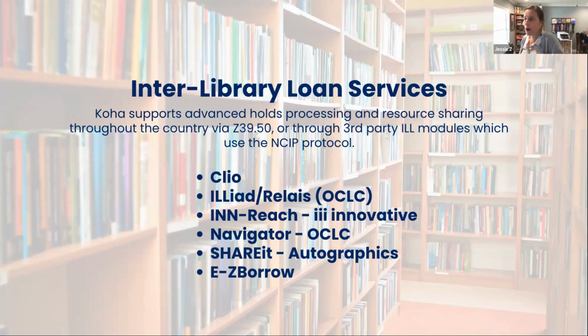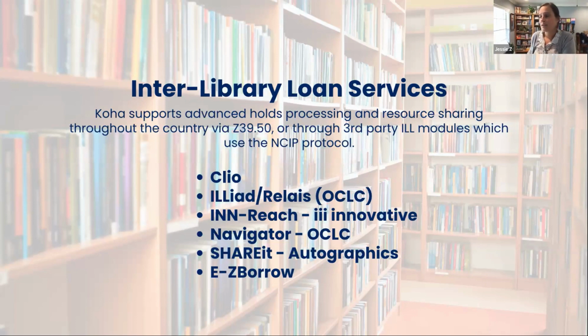You can see up here on the screen some that we have connected to in the past: Clio, Iliad Relais, which is part of the OCLC realm, InReach, which is part of III or Innovative, Navigator, which is an OCLC product, Share It, which is a product of Autographics, and that is typically a statewide program. And then, of course, Easy Borrow, which is a Northeastern product that lots of libraries use for interlibrary loan.